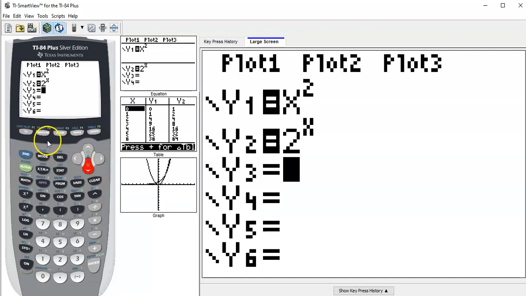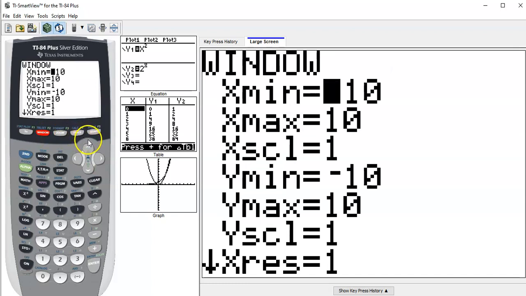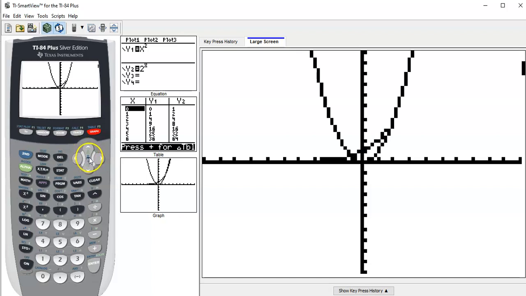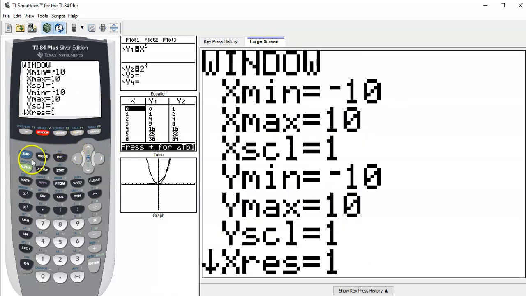And so your window might be different. My window right now is the default negative 10 to 10, negative 10 to 10. And so we can see the parabola and then the exponential curve. And it's difficult to see what's going on. And also we don't need negative distance and negative time.